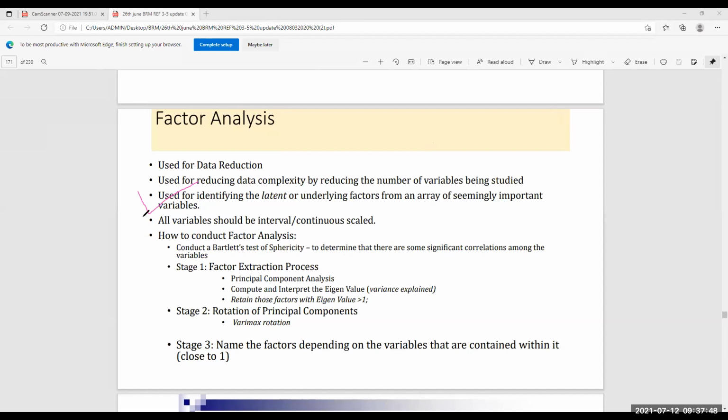Next point, which is all variables should be interval scaled or continuous scale. Can you use a nominal scale? Gender 1, female, 2, male, can you use that? No, you cannot use that. You should use interval scale or ratio scaled items.